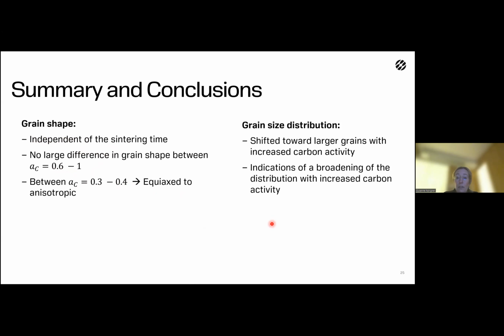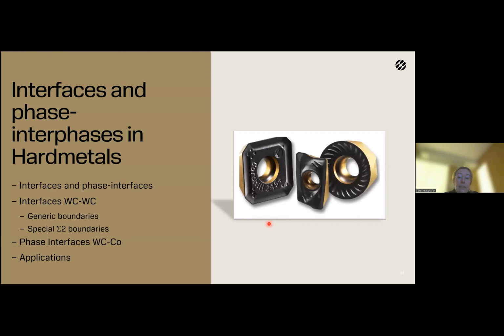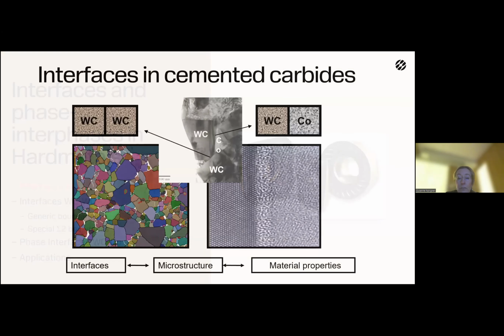If I continue with the next, I will now turn over to interfaces in cemented carbide. If you have a small grain size, as we have between 0.4 and 400 nanometers up to rock drilling grades that have around 3 microns, 4 microns sometimes in grain size, it is still small, which means that a lot of the microstructure is really phase interfaces and interfaces.